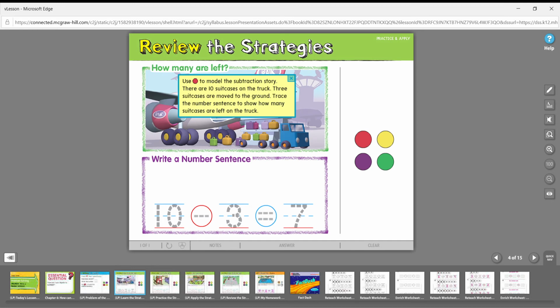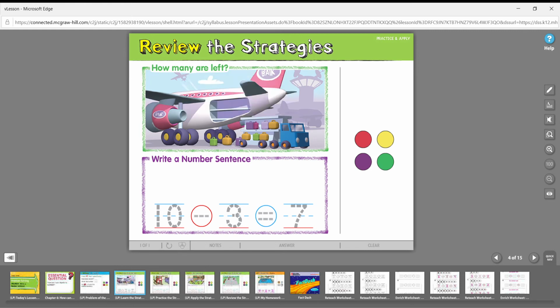We are going to look at the suitcases under the airplane. There are 10 suitcases on the truck. 3 suitcases are moved to the ground. So there are 10 suitcases on the truck. Let's trace over the 10. Now 3 of them are moved to the ground. 1, 2, 3. See that one hiding back there.